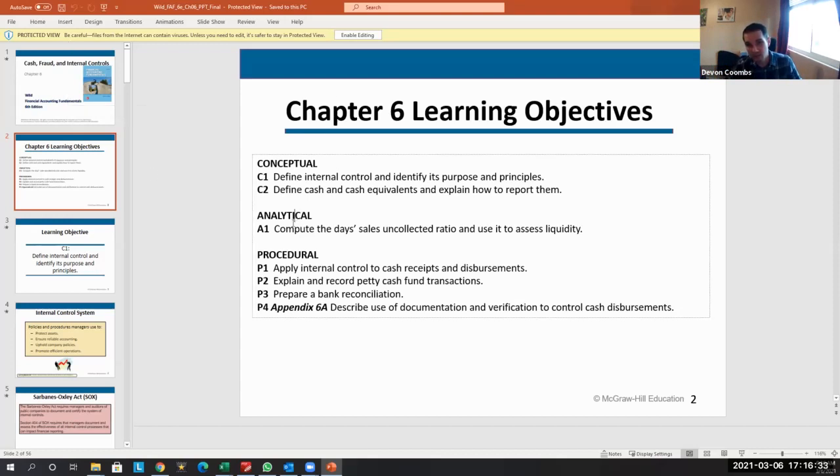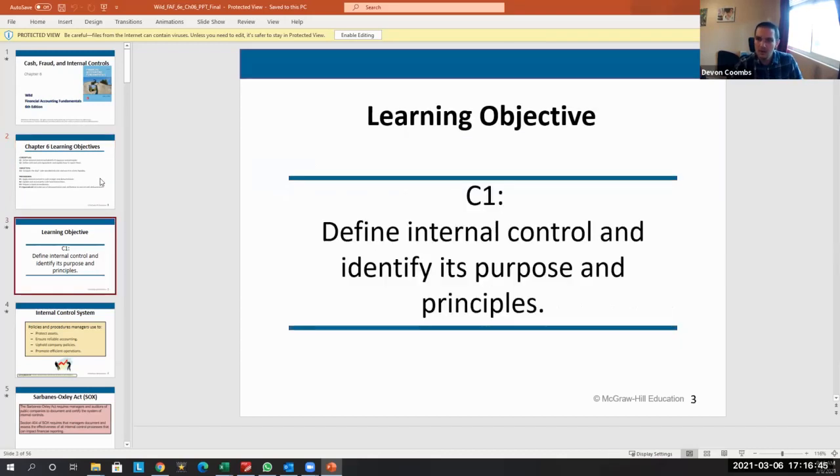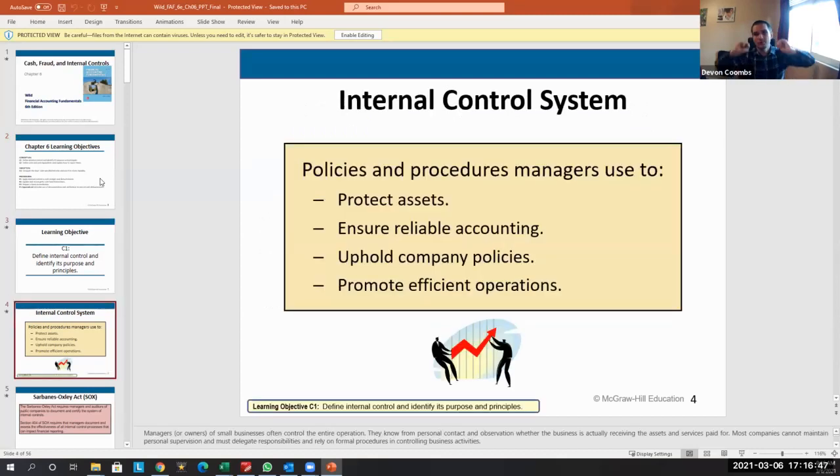Like I've said in every class, we're going to learn how to calculate the days' sales uncollected ratio. And then we're going to talk about how we can apply internal controls for cash and bank reconciliations. So what are internal controls? Well, internal controls are policies and procedures that protect assets, ensure reliable accounting, uphold company policies, and promote efficient operations. What does that mean?